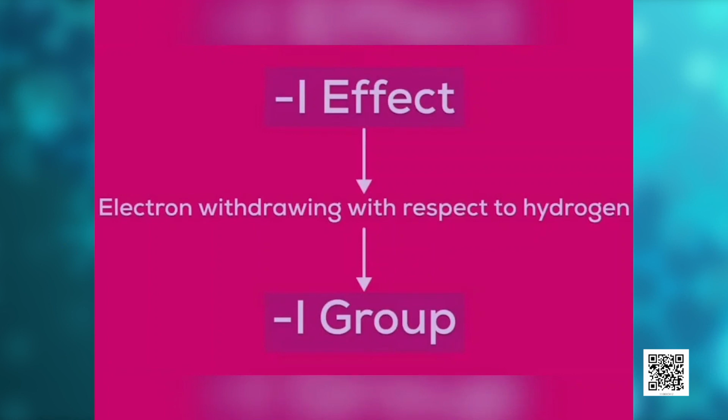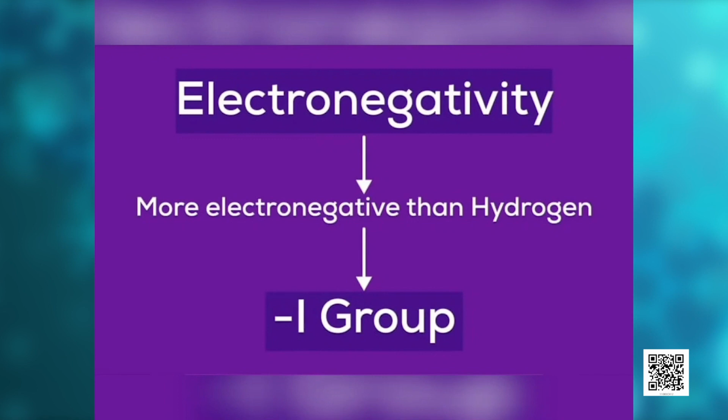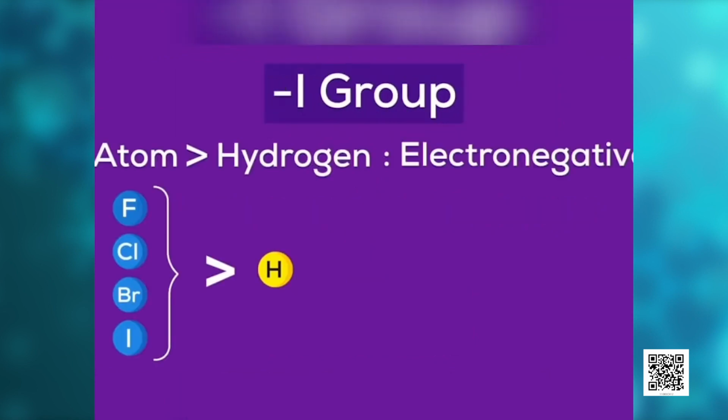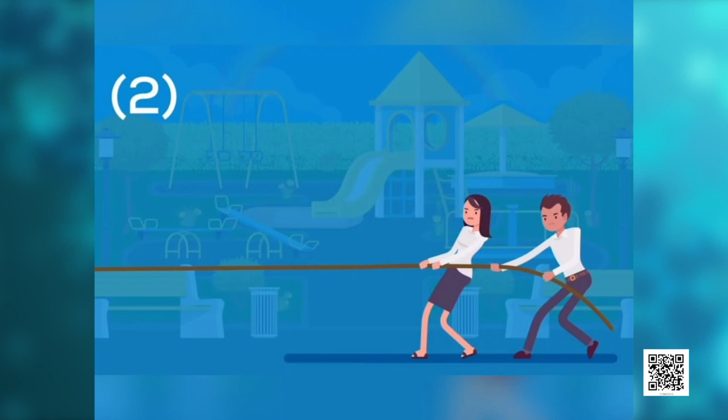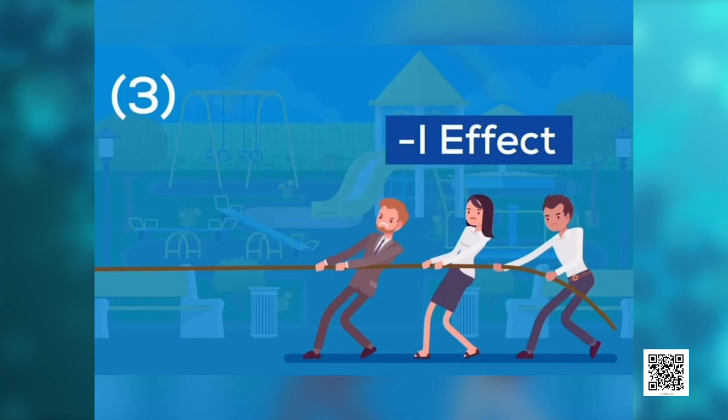Minus I effect, which is shown by minus I groups. More electronegative atoms than hydrogen show more minus I effect. Atoms like fluorine, chlorine, bromine and iodine are more electronegative than hydrogen. For example, if there is only one electron withdrawing group, there will be less minus I effect, while if there are more electron withdrawing groups, there will be a greater minus I effect, as shown in the figure.